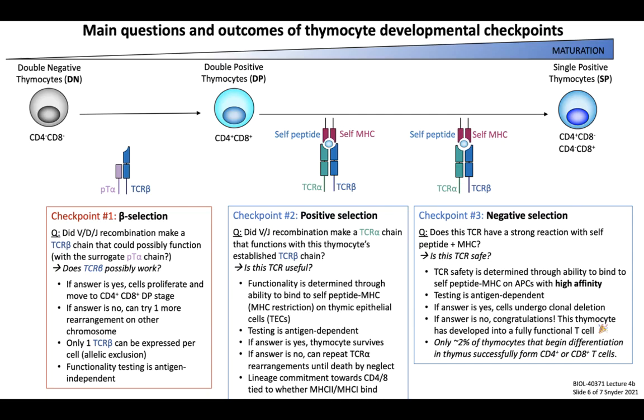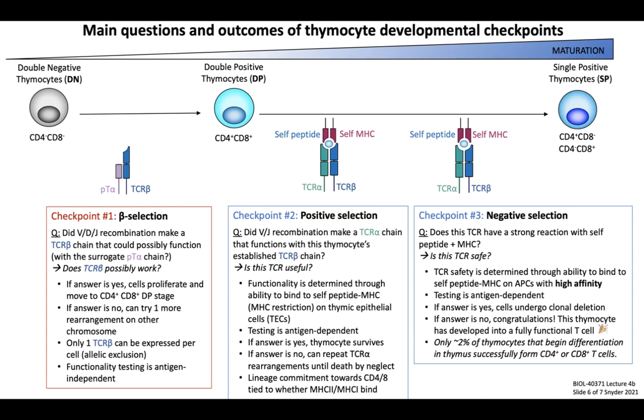If a candidate TCR does bind with high affinity to self-peptide MHC, then this cell will die through clonal deletion. However, if the candidate TCR only binds to self-peptide MHC with moderate affinity, then the thymocyte is allowed to progress to the final stage of development, where it forms either a CD4 or CD8 single positive T cell. This mature cell is then free to exit the thymus and travel to the secondary lymphoid organs.